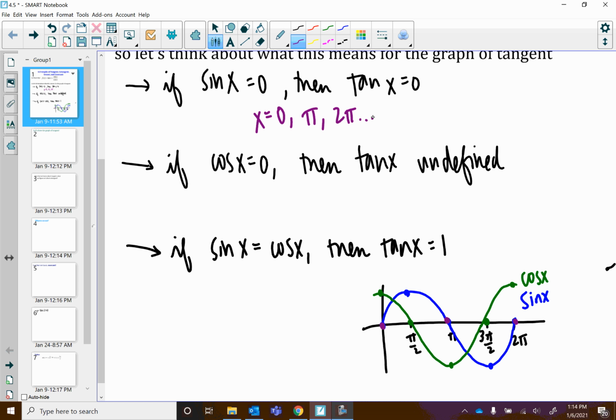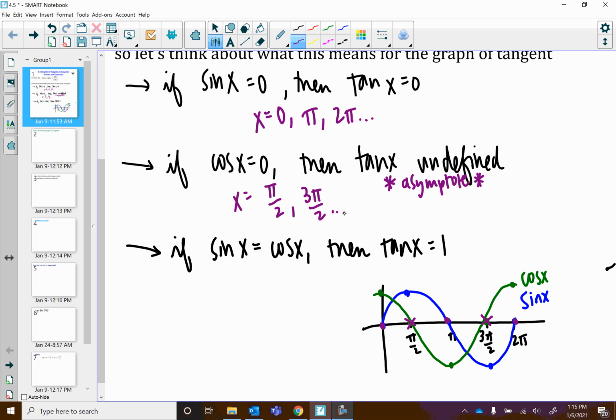Tangent will be undefined, meaning it will have an asymptote, because to be undefined means you can't exist. And so this graph will actually have a bunch of asymptotes, specifically at the places where cosine is equal to 0. So that would be here and here at pi over 2 and 3 pi over 2. Again, there are more than just those two, but we'll start there.